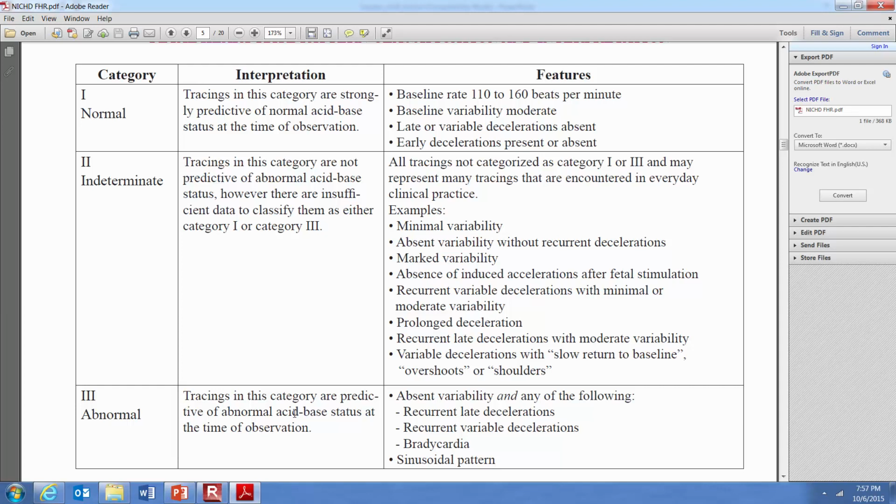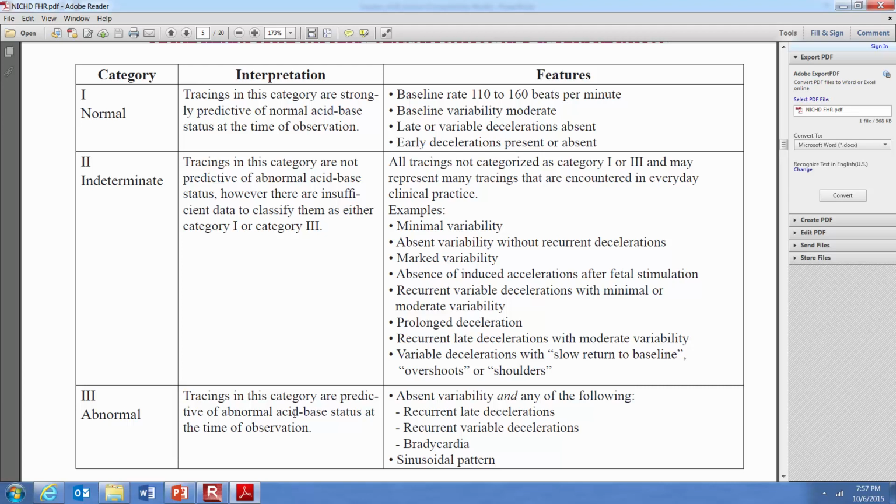So you've got to have two things when you have a normal tracing. You've got to have a normal baseline rate, and you've got to have moderate variability. You've got to have those two, okay? You cannot have late or variable decelerations. You can't have one, okay? You can't even have one. You can't have them, late or variable, okay?